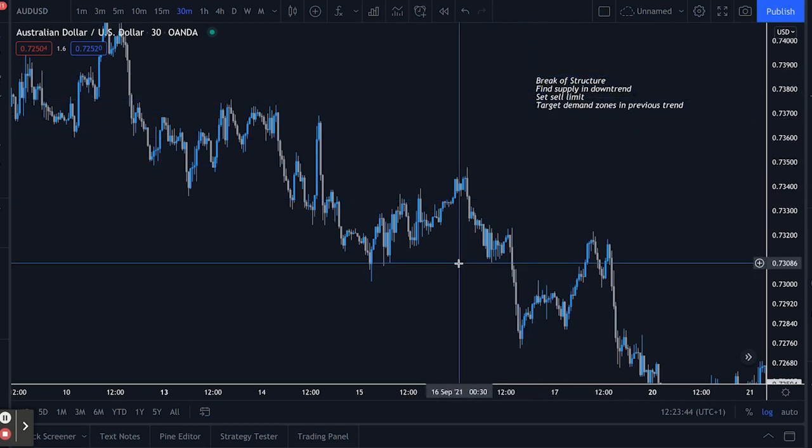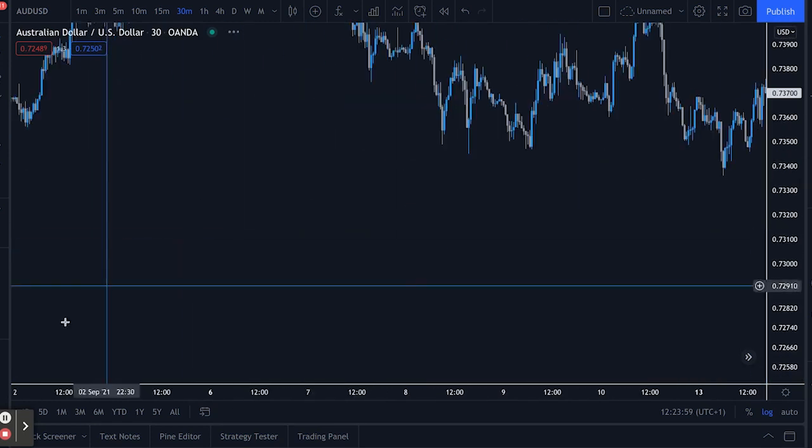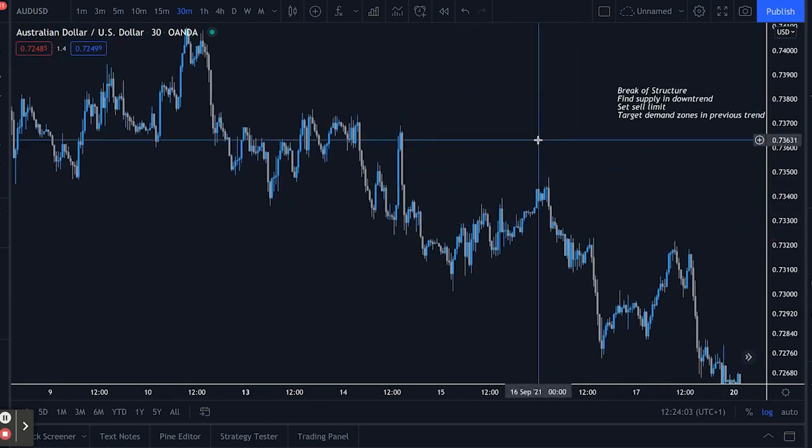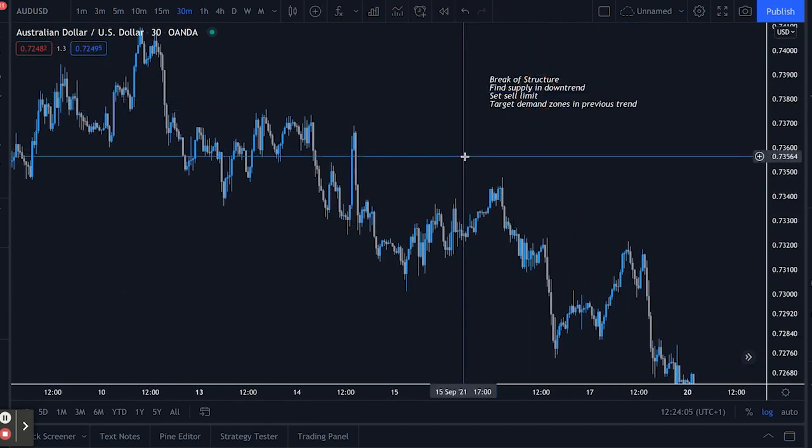First of all, we want to see a break of structure. Then we want to find a supply zone in a downtrend. Then we want to set our sell limit at this supply zone, and then we want to use the demand zones in the previous trend, so the trend back here, for our targets. Now, what we could then do is look for these rules to have been met and actually find the best case scenarios for this trade, okay?